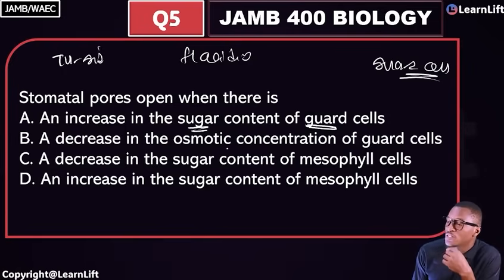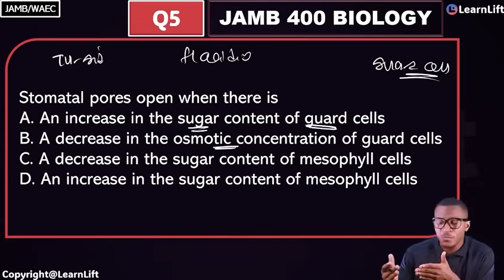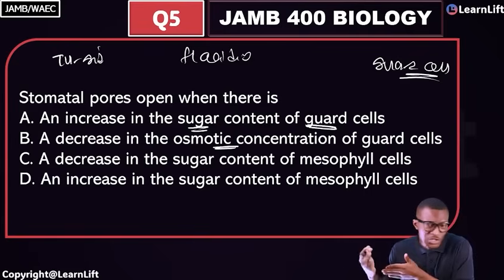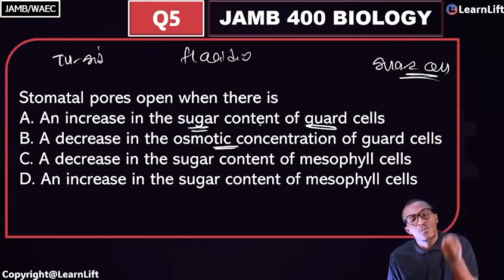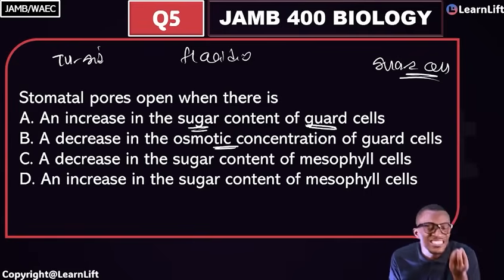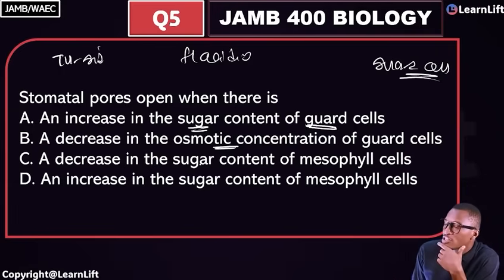Option C says decrease in osmotic pressure. When we talk about osmotic pressure, osmotic pressure also works with concentration. When you say decrease in osmotic pressure, you are trying to say that the volume of solute will decrease. Are you seeing that? And which is not so. Option C talks about decrease in sugar content.